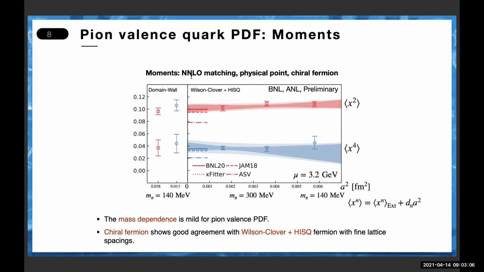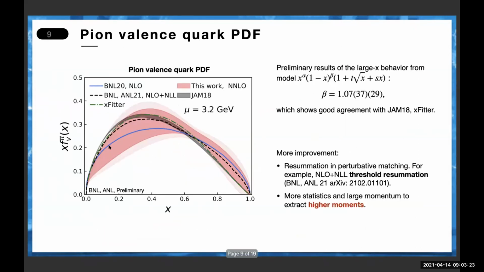And the Wilson Clover calculation result is also consistent with the domain wall calculation, which means that using Wilson Clover didn't bring trouble in determining the pion valence structure. So as what we have done, we can pick a model and put it into the formula and fit our lattice data.